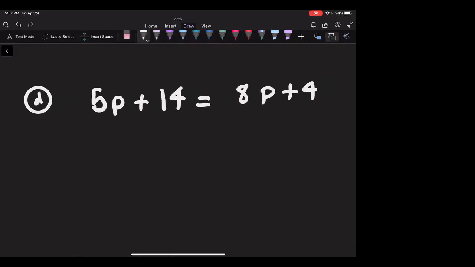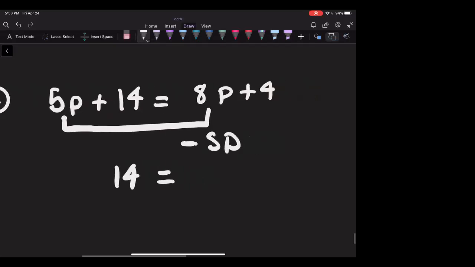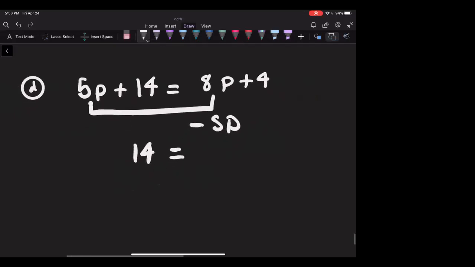First step is to move your letters to the same side. We have to move the 5 because the 8 is bigger than the 5. So are we going to add it or subtract it? Remember, we have to do the opposite. Oh yeah, so subtract. Subtract 5p. You have 14 equal to, what's 8 minus 5? 3. 3p plus 4.